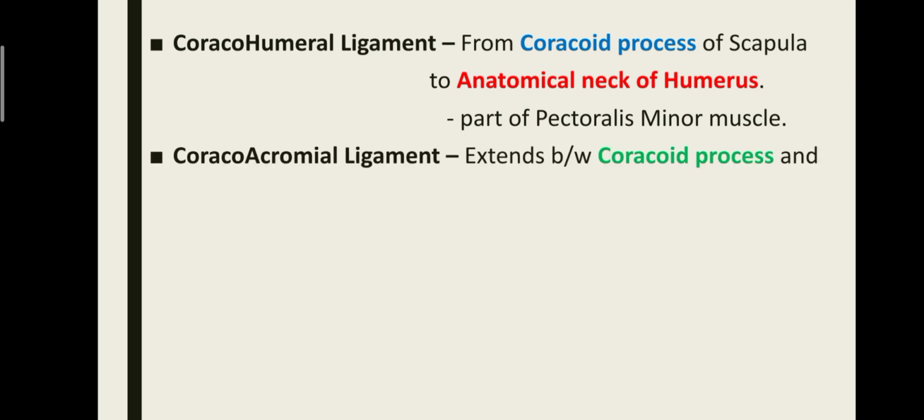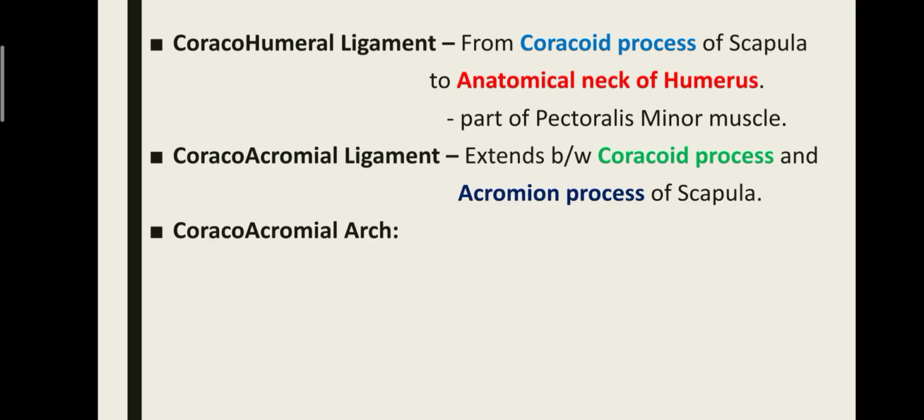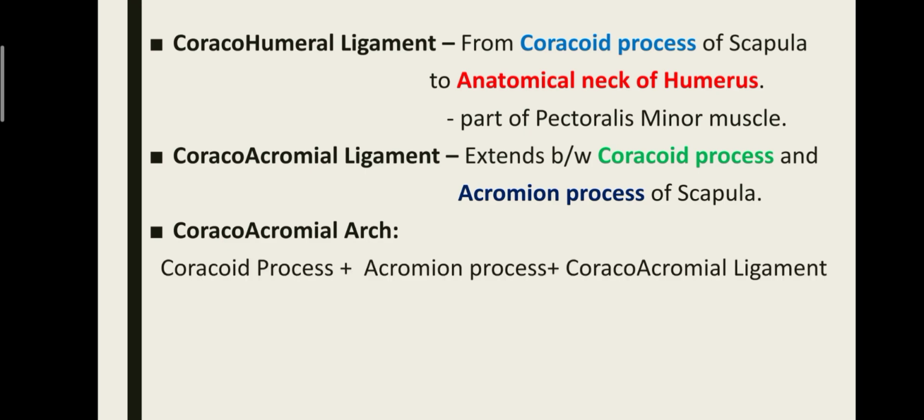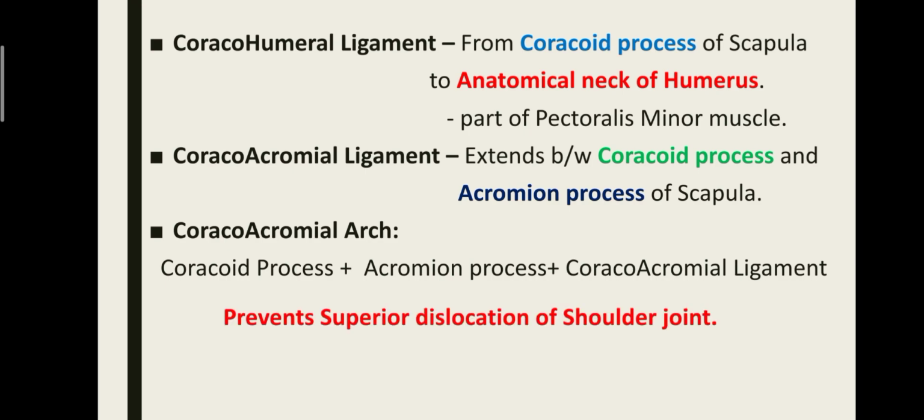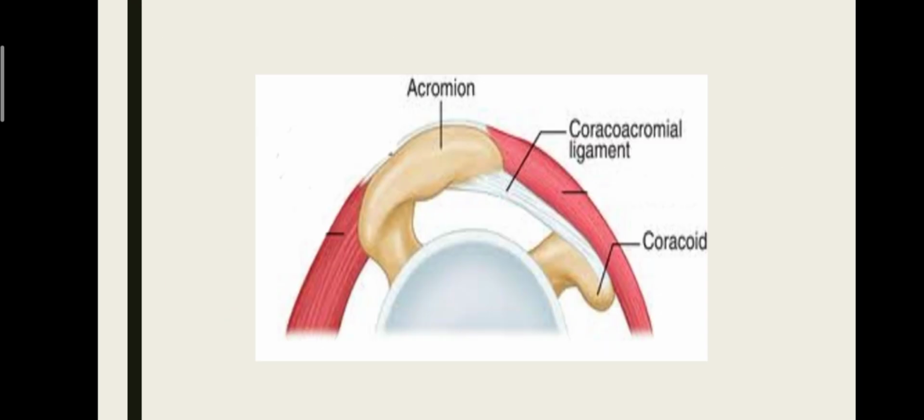Okay. Yes, the coracoacromial ligament extends between the coracoid process and the acromion process of scapula. And next is your coracoacromial arch. Coracoacromial arch is a combination of the coracoid process, acromion process and the coracoacromial ligament, and it is formed superiorly, right? So it is going to provide support superiorly. Okay, yes, that is why it is going to prevent the superior dislocation of the shoulder joint.